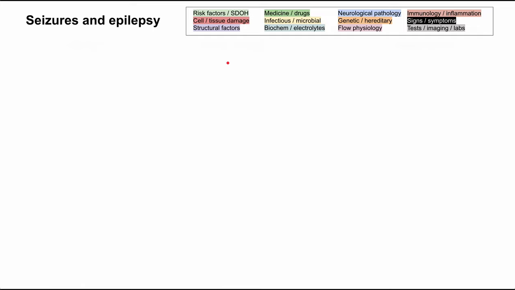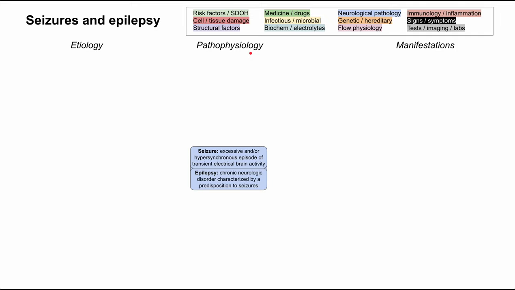Let's get started. We'll start with the central pathophysiology of seizures and epilepsy, which is really just the definition between the two, and it's important to be able to differentiate between these terms. A seizure is an excessive or hypersynchronous episode of transient electrical brain activity. In contrast, epilepsy is a chronic neurologic disorder characterized by a predisposition to seizures. So the individual episode is called a seizure, and when the brain is chronically predisposed to having seizures, we call that epilepsy.